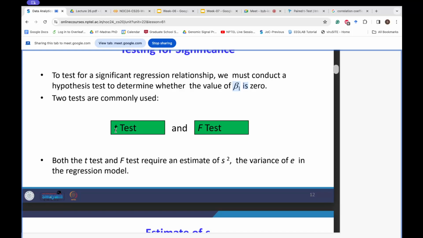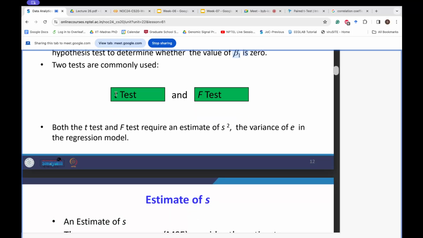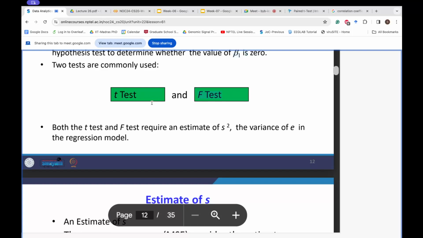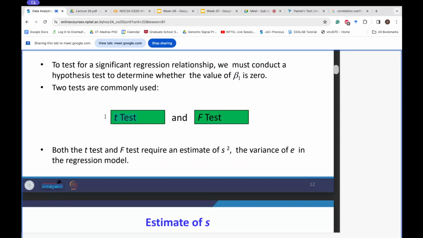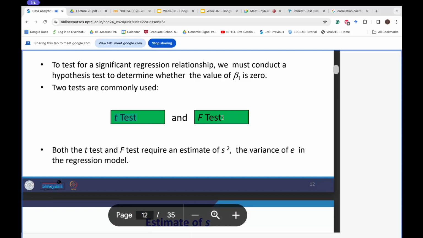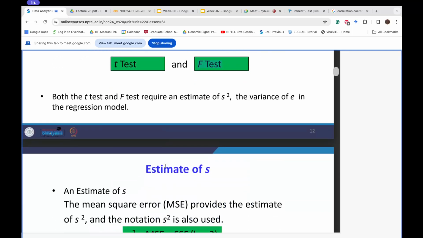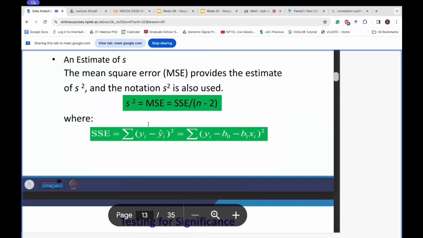So to test the significance of the regression line that we have fit on the data, how significant it is with respect to the population, there are two statistical tests, the t test and the f test. We saw both of them. The t test we saw two times, the one sample t test and the two sample independent t test, and the f test we saw in the case of ANOVA. So let us see how this can be applied.